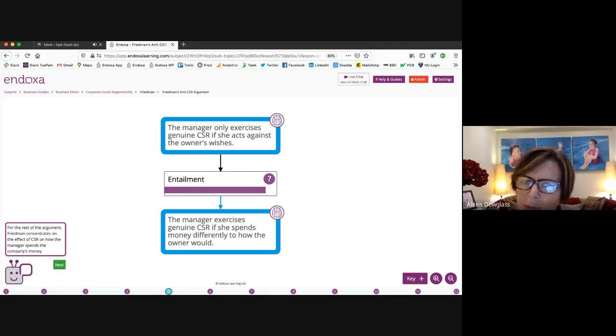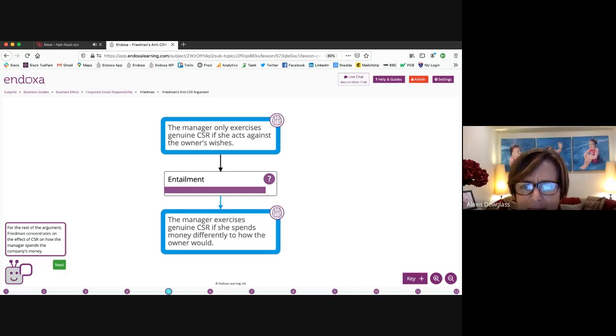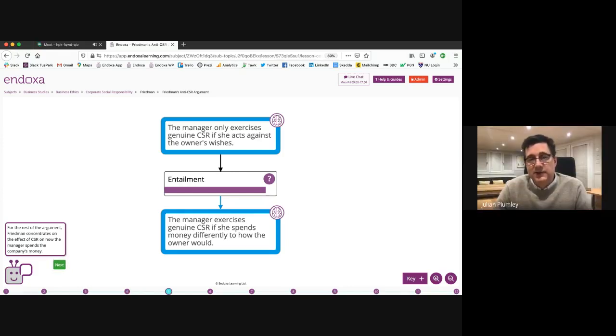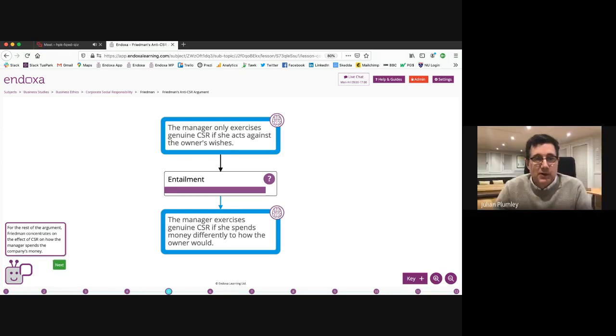So the common sense point is the manager only exercises genuine CSR if she acts against the owner's wishes. So the manager exercises genuine CSR if she spends money differently to how the owner would. And that second blue box is a common sense conclusion from the first one, which technically we're calling the entailment argument. Yeah, great. So if you know this, then common sense will tell you this, that is true as well. Great, thank you. So I'll just go to the next one.